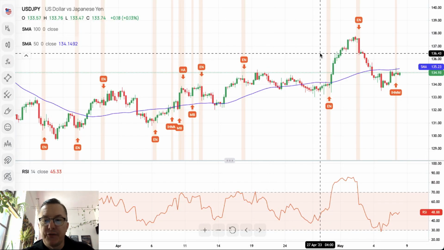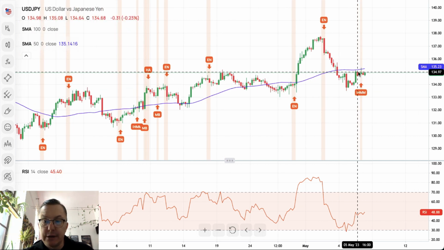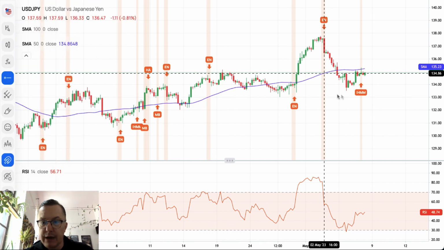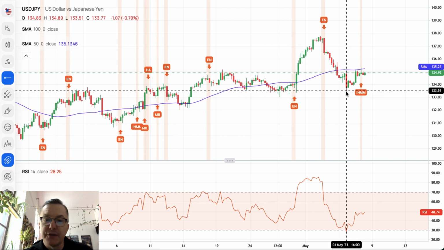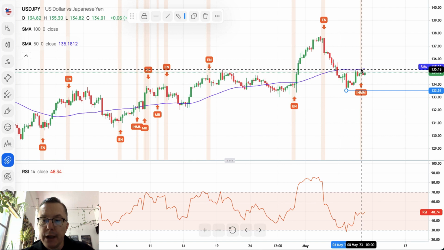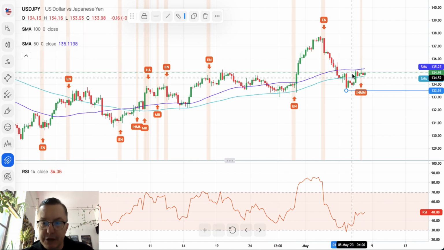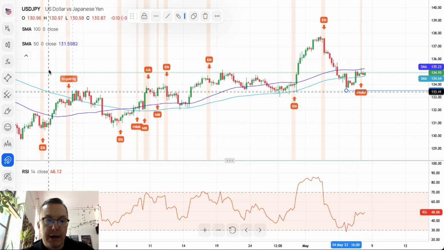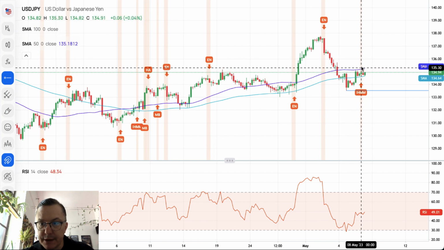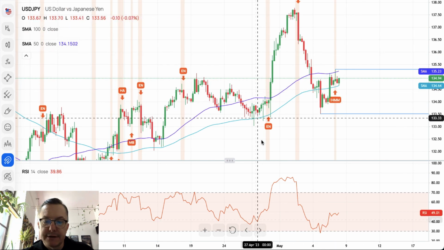US dollar to the Japanese yen 4-hour chart looks very interesting. Just recently we have this very nice bounce from the local low. Let me just point it out for you. The local low made at 133.51. This local bounce is so far looking good. We touched the 50 periods moving average, and now we are trading between 50 and 100 periods moving average. So the local high was made around the level of 135.30.